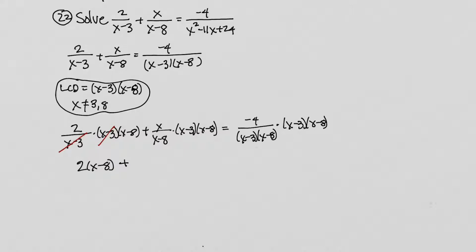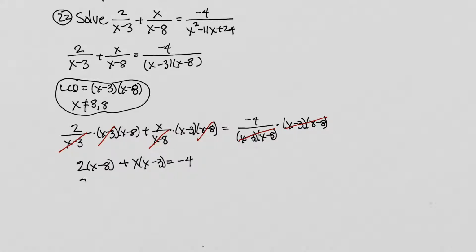And then what happens here is the x minus 8's cancel, and we're left with this x times x minus 3. Let's keep it all in one color here. So we're left with that x minus 3 equals, and then over here, that denominator will cancel with all of that, and we are just left with negative 4, because all of that cancels with all of that.